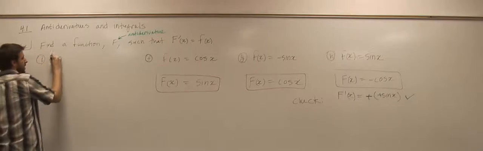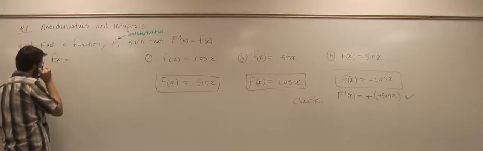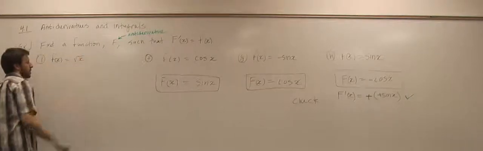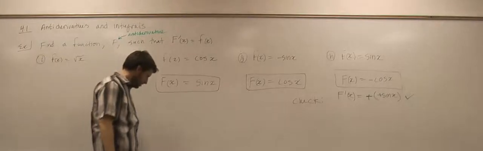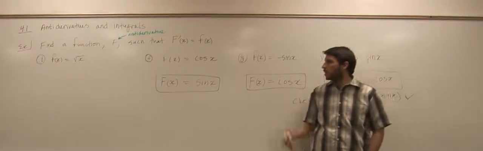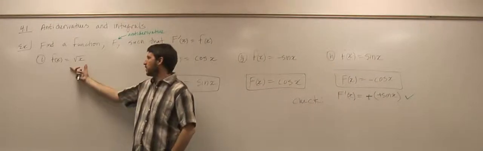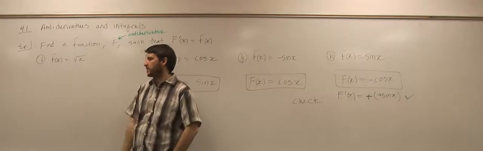If I gave you something like square root of x? So again, the question is, what function do I take the derivative of to get square root of x, right? So how do I go backward? How do I take the antiderivative of square root of x?